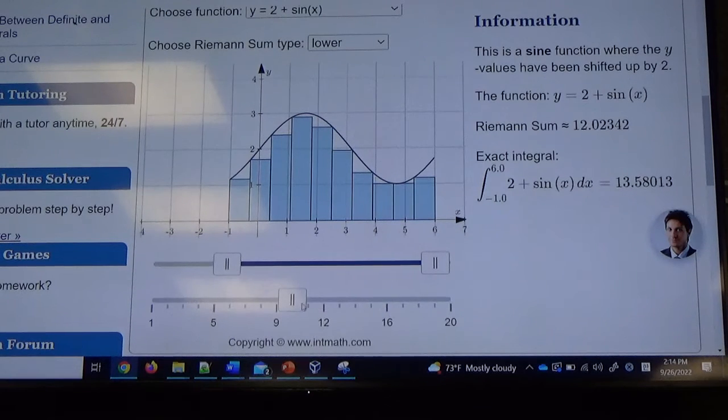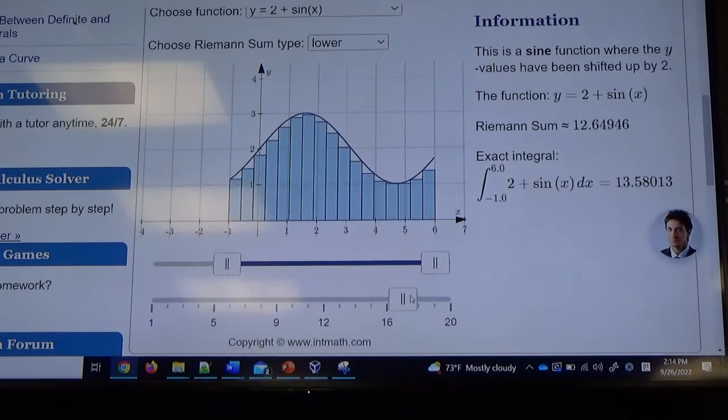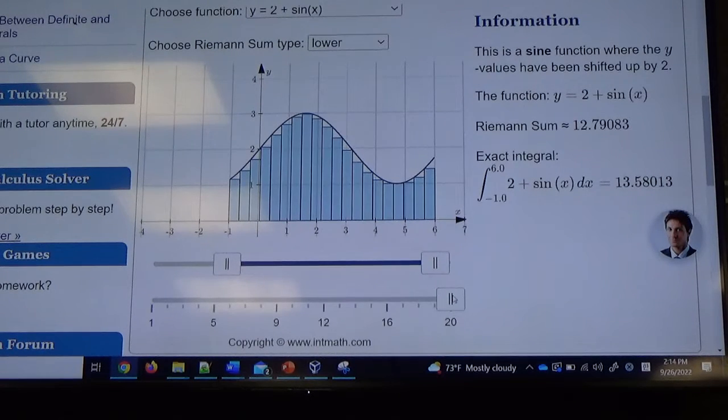Nonetheless, if you increase the rectangles, you'll see that you get better and better approximations. So here's what happens if we use 20 rectangles, and that's 12.79, which is still bad, but it's better than before, right? Now, this app doesn't let me go beyond this, but if we went beyond, say, 1,000 or 1 million, you'll get a pretty good result, even if it's lower sum.